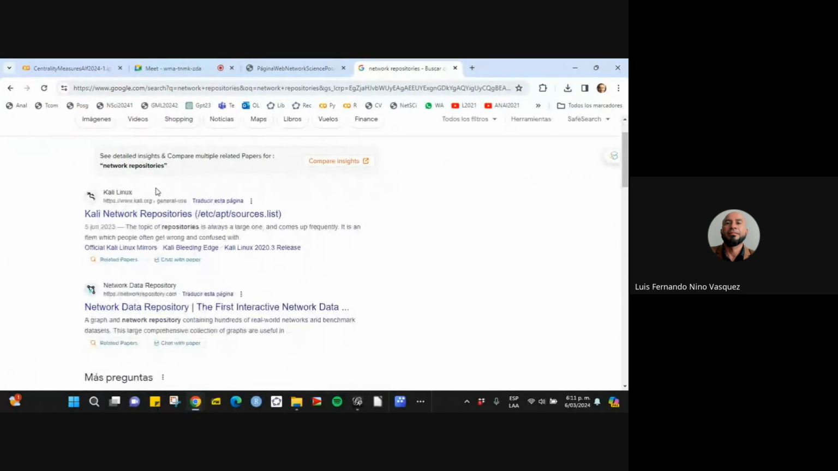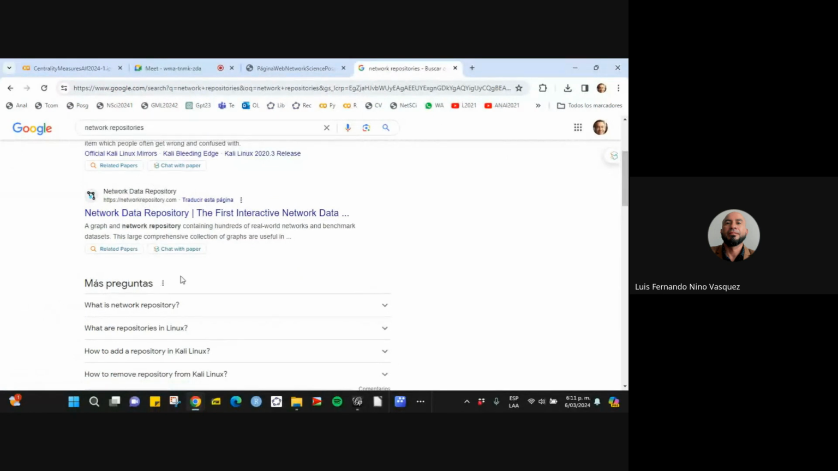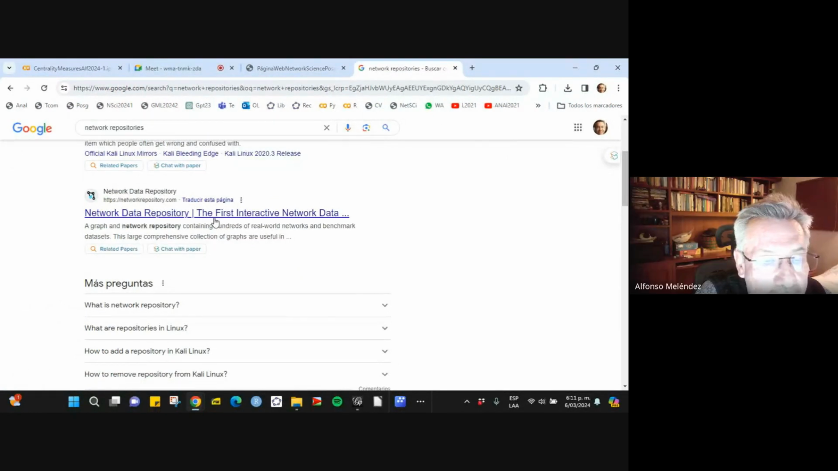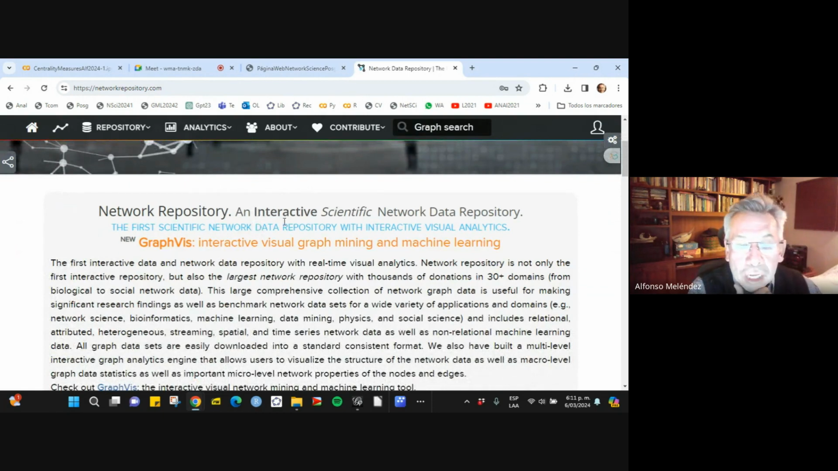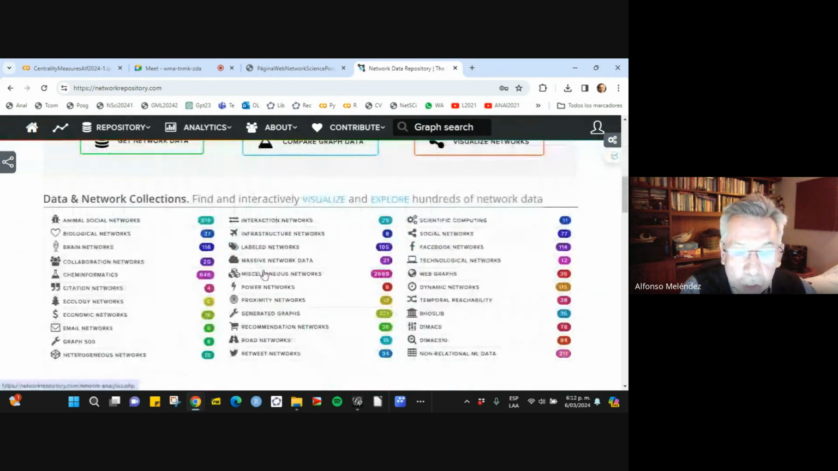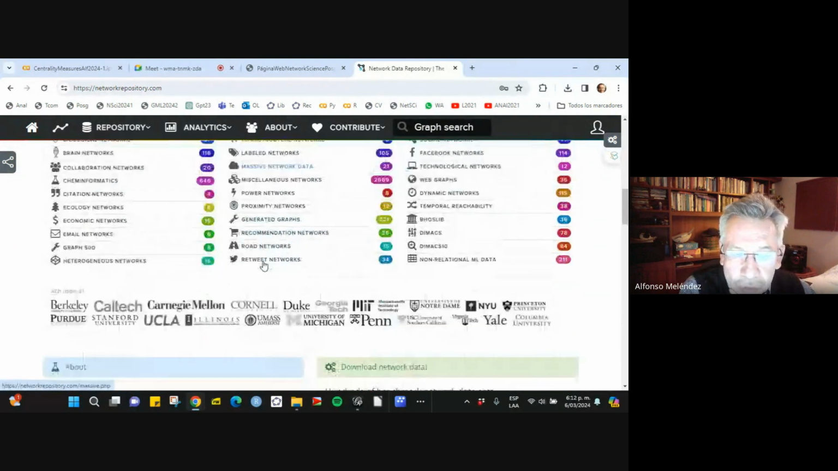Oh, you wanted to show some of the reports. Look, I guess this is the network data repository. This is an interactive scientific network data repository. A lot of networks, thousands, I guess.